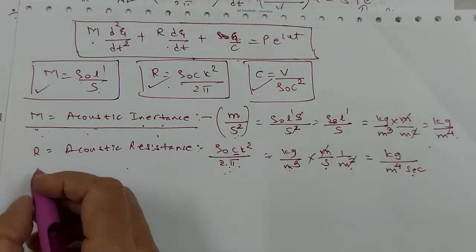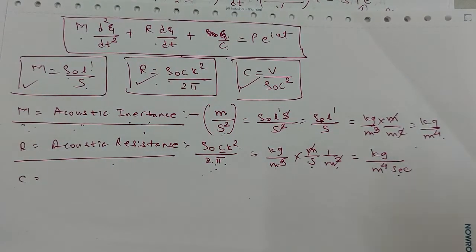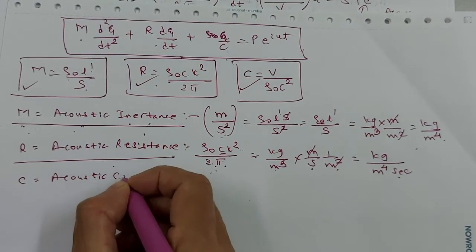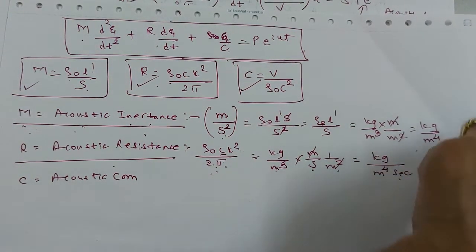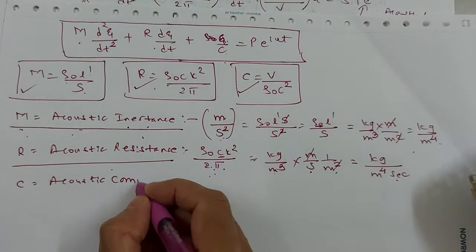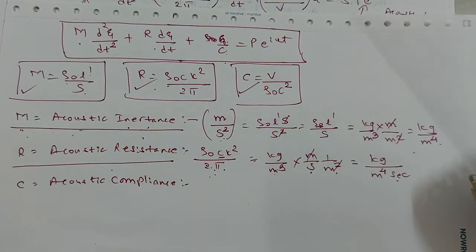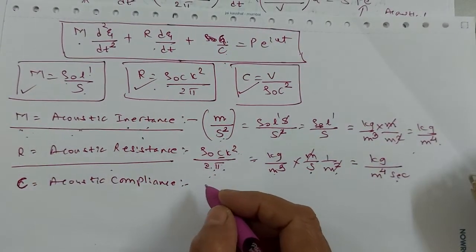Now we'll go to the third term, which is C. Basically C is called the acoustic compliance, a very important term. Acoustic compliance, spelled C-O-M-P-L-I-A-N-C-E, is denoted by capital C. So acoustic compliance is given by what?